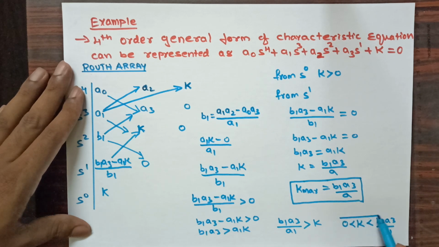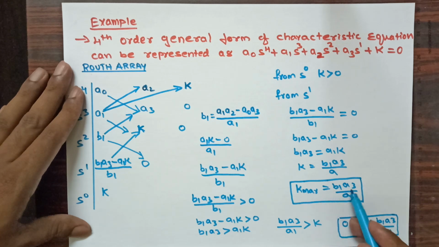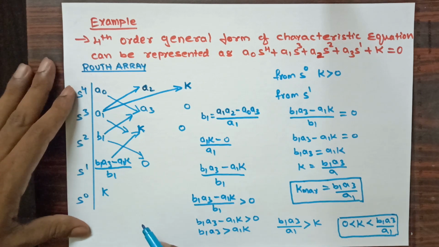Remember, if you are finding the range of k first, the limit itself is the k margin value. You can see here k margin is equivalent to b1 into a3 divided by a1, and in this range also you can see that 0 less than k less than b1 into a3 divided by a1. So in this way we are going to find the k margin and range of k from the array.